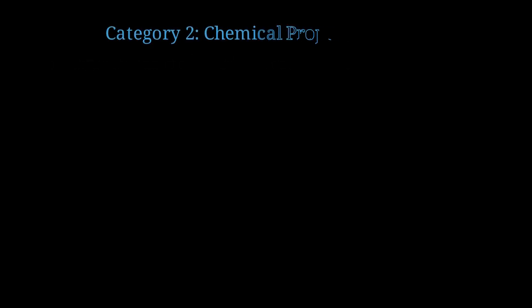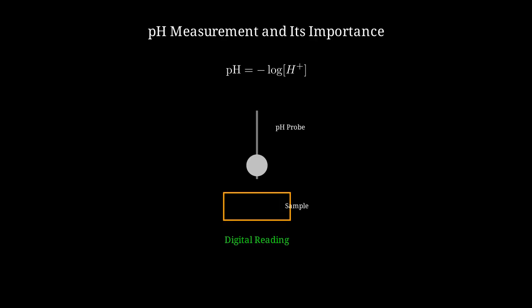Now let's move to chemical property testing. These tests determine the chemical composition and reactions occurring in food. pH measurement is fundamental in food science. It affects flavor, microbial growth, texture, and shelf life. A pH meter measures hydrogen ion concentration. pH equals negative logarithm of hydrogen ion concentration. A pH probe contains a glass electrode that generates voltage proportional to pH. You calibrate with standard buffers before testing samples.